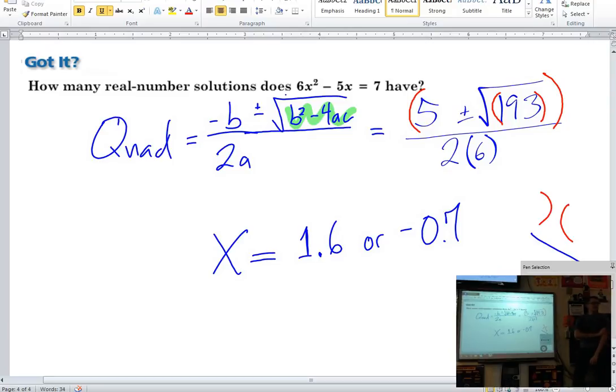Any questions on these? Do we feel good with using the quadratic formula? The first page of these notes where it talks about how many solutions, the quadratic formula and the discriminant, that's really the most important stuff.